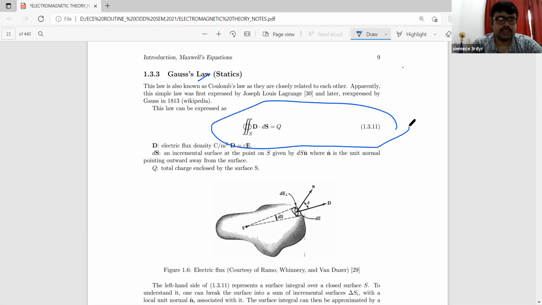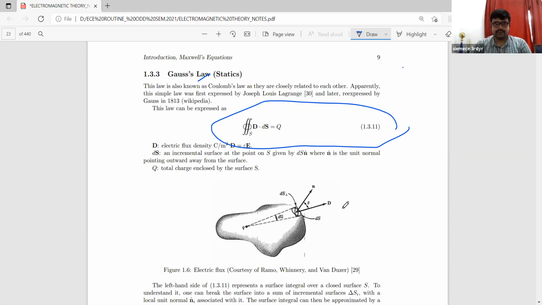So if you see the formula, that can be expressed as Gauss law. This is the notation for the surface integral. So the surface integral of D dot dS equals Q. This is equation number 1.3.11. This D is the electric flux density, coulomb per meter square. We know D equals epsilon into E. And dS, that is the incremental value.